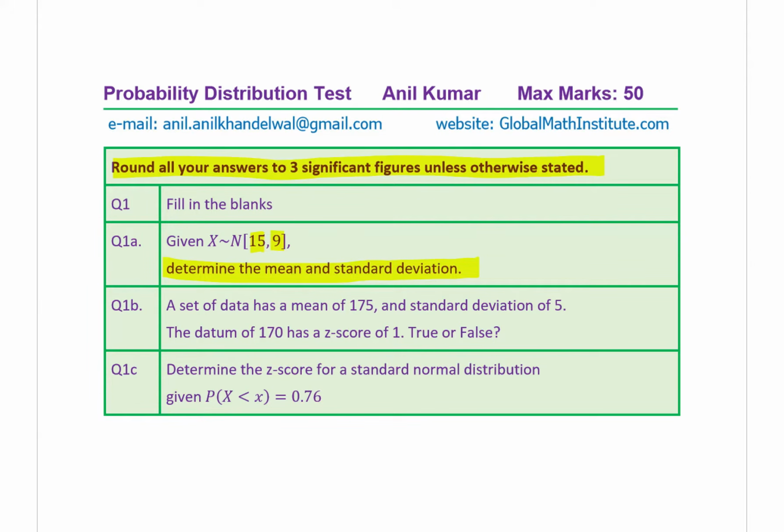1b. A set of data has a mean of 175 and standard deviation of 5. The datum of 170 has a z-score of 1. True or false? 1c. Determine the z-score for the standard normal distribution given that the probability of x less than x is equal to 0.76, right? So you can answer the questions in this portion.